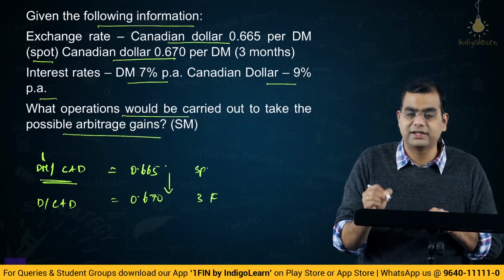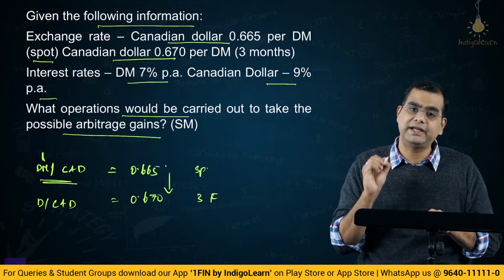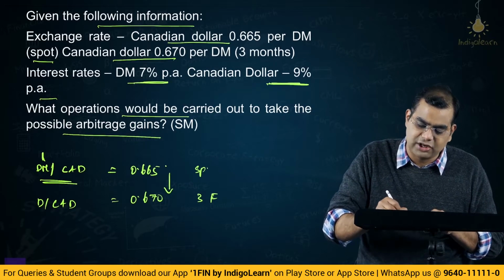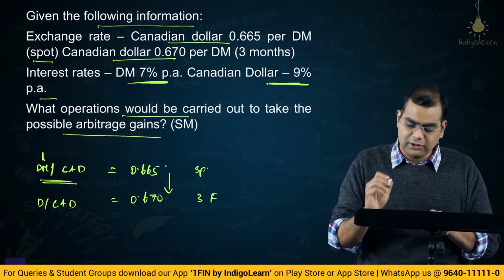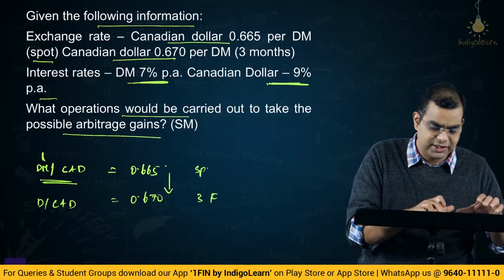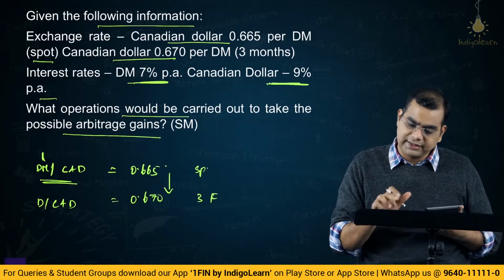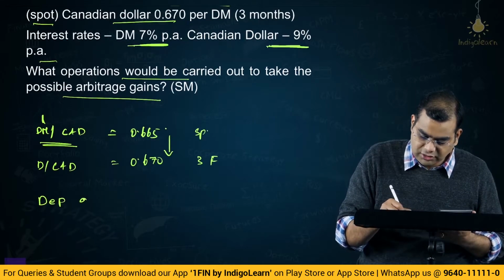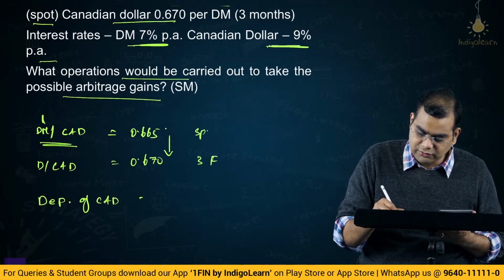So the Canadian dollar is depreciating. If it is depreciating, it means it has a higher interest rate. Is that correct? Yes, Canadian dollar has a 9% interest rate and the Deutschmark has a 7% interest rate. Now, how much is it depreciating by? Let me just find out. And this is a 3 month number.